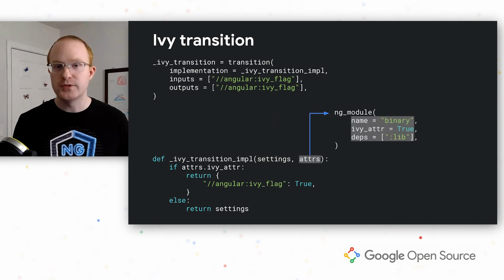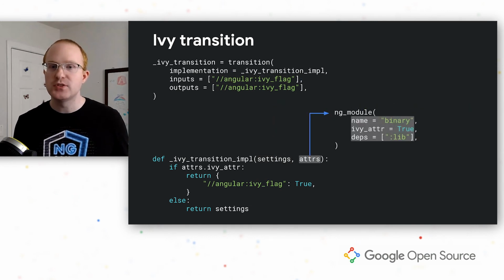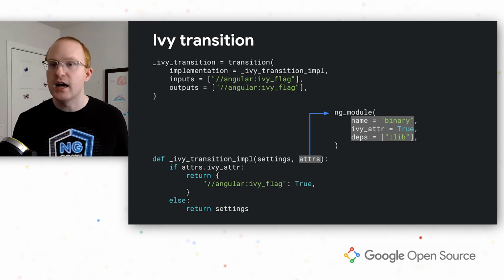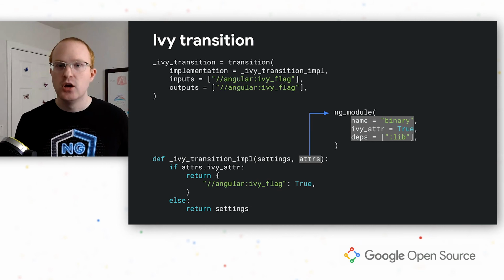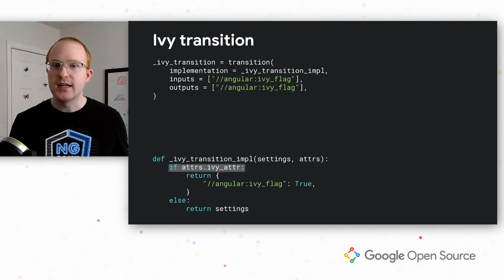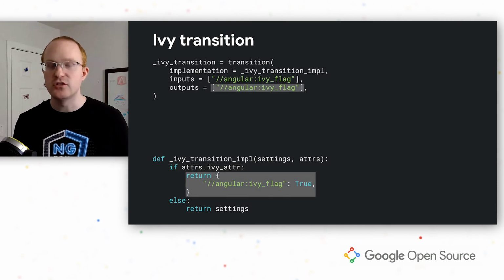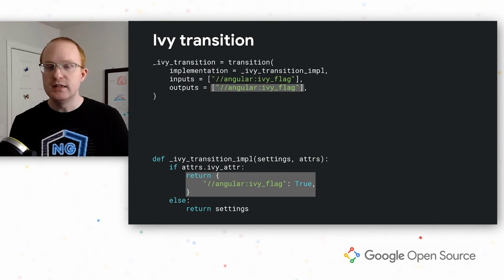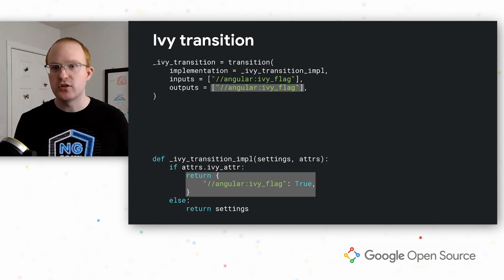We also get an attributes object, which contains all of the attributes of the current target, such as name, deps, and most importantly, the ivy attribute. For the actual implementation, we start by checking if the user provided the ivy attribute. And if so, we want to change the Ivy flag and set it to true. In order to do that, we return the new configuration in the same format as the settings object. In this case, we just set the Angular Ivy flag to true.